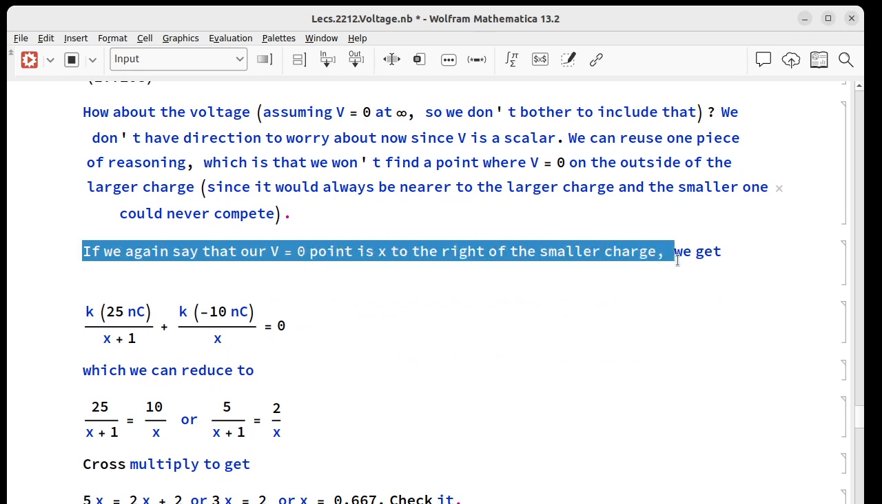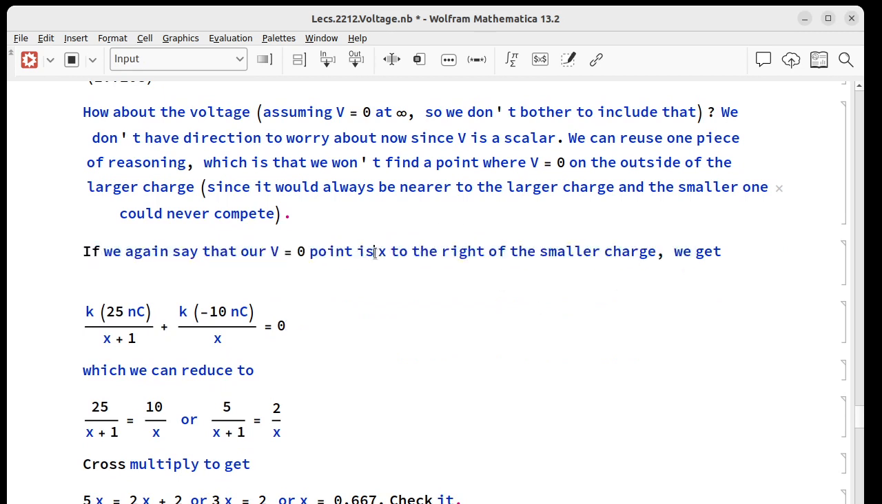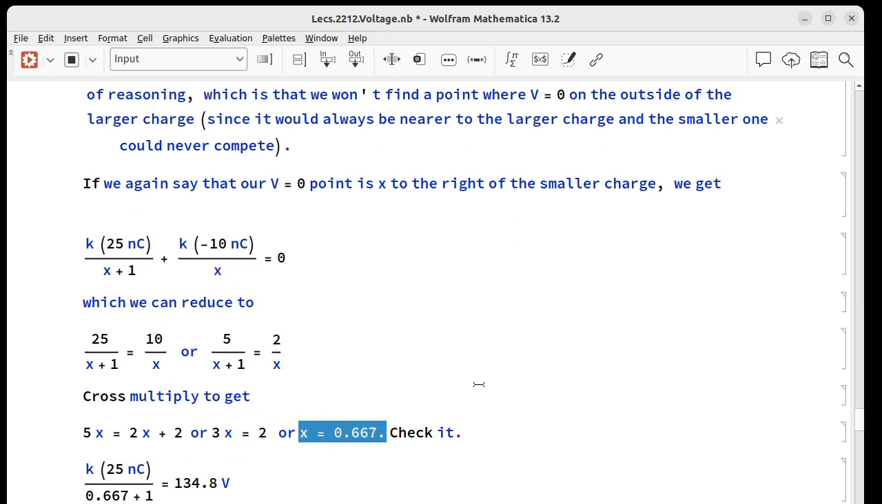We say V equals 0 is to the right of the smaller charge. It's x away. That means, again, it's 1 plus x away from the larger charge. Potential is kq over r. Put these things in. I can, again, divide by k and nanocoulombs and 5 and get this. We cross multiply. This one we can solve pretty quick and get that the position is 0.667 meters to the right of the smaller charge.